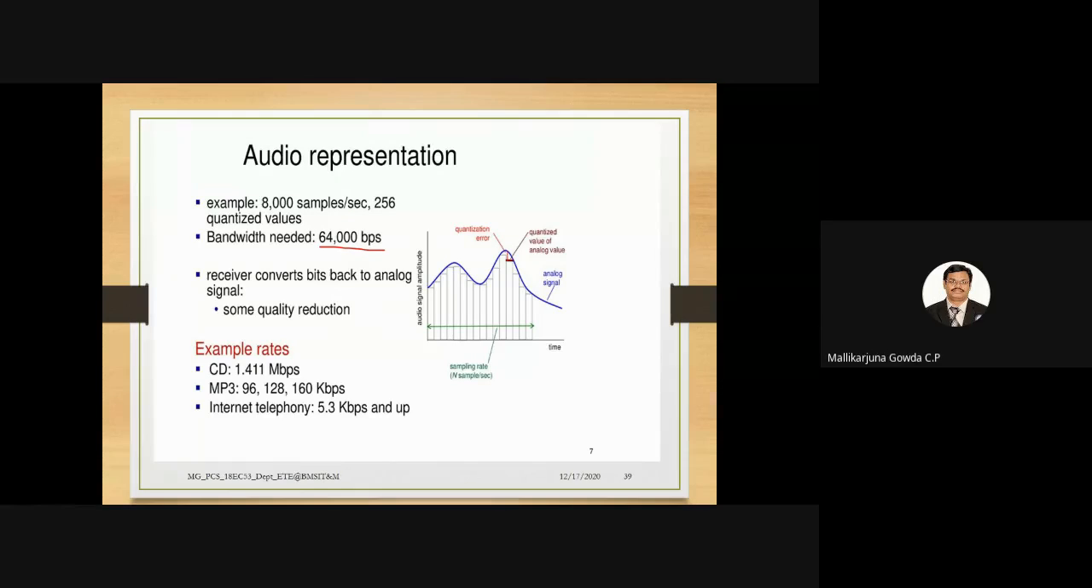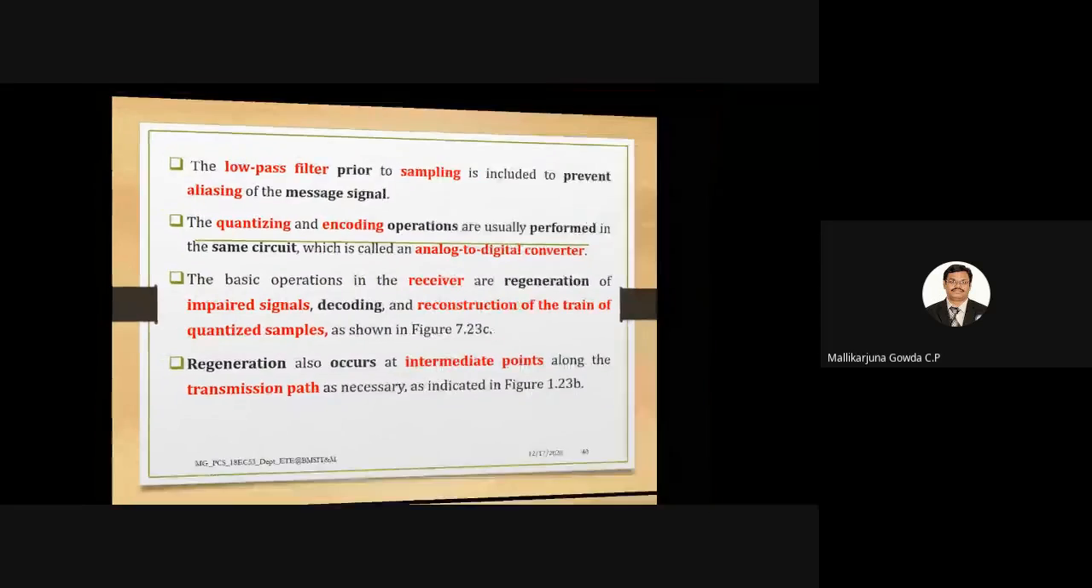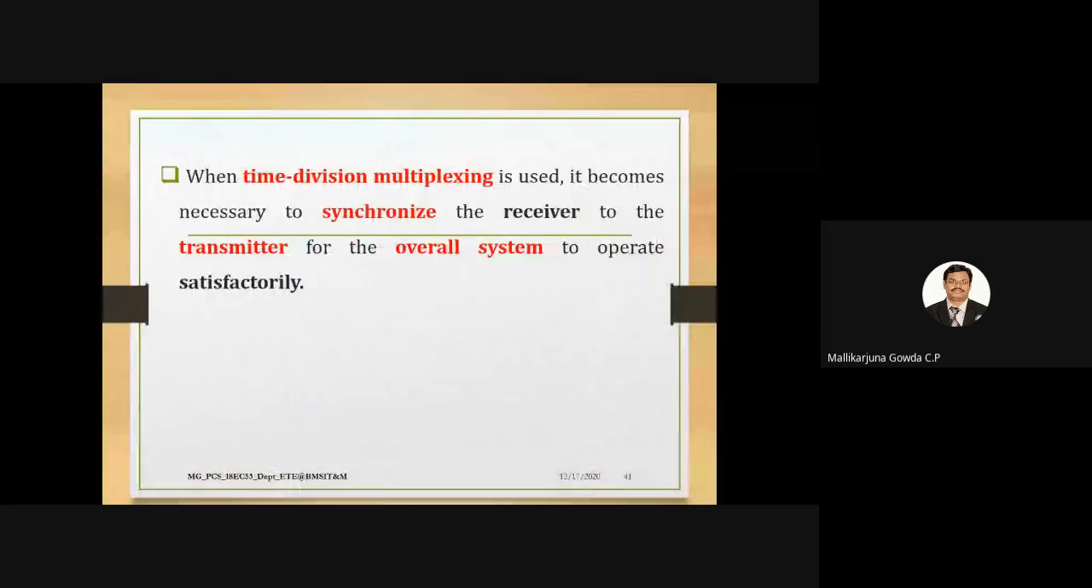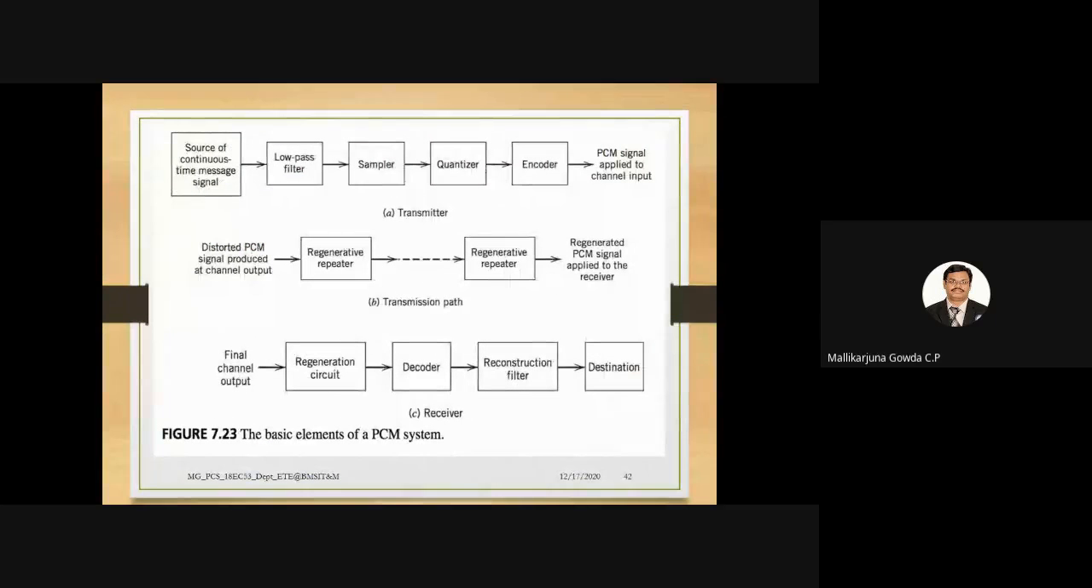Similarly for CD it is 1.4 or 1.411 Mbps, I said. For MP3 different data rates are achieved: 96, 128 and 160. Then for internet telephone it is 5.3 kbps and above. Fine. Then I think this is all fine. Why we use low pass filter before sampling, and all that I discussed. Then this is the block diagram of the PCM system I said.